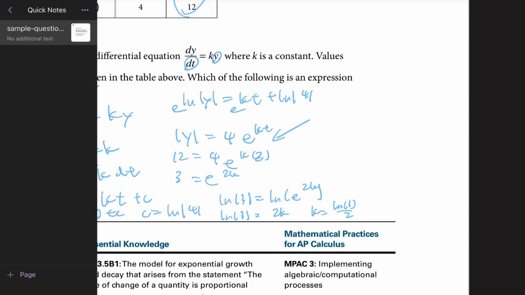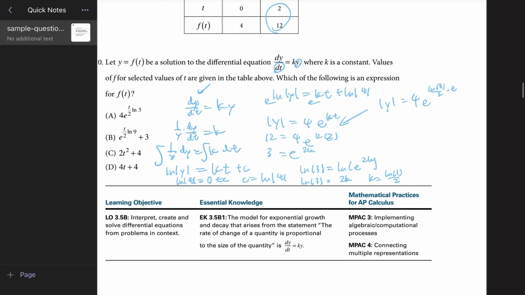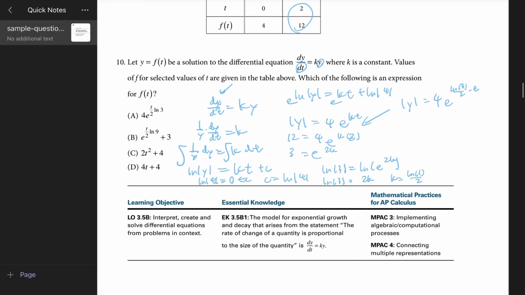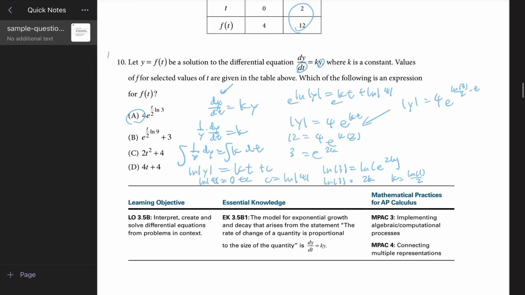So going back to this, we have the absolute value of y is equal to 4 times e to the natural log of 3 divided by 2 times t, and that's our final answer. And we can see from here that our answer is going to be A.